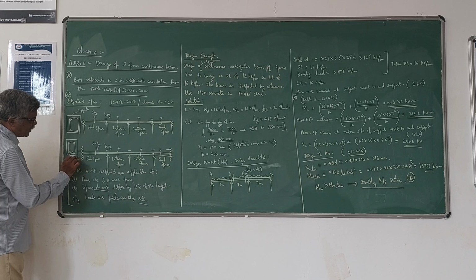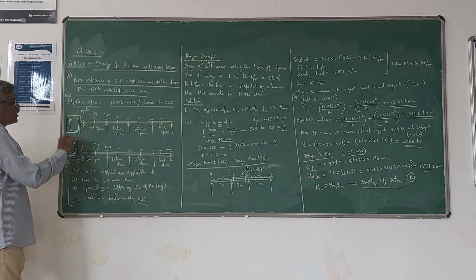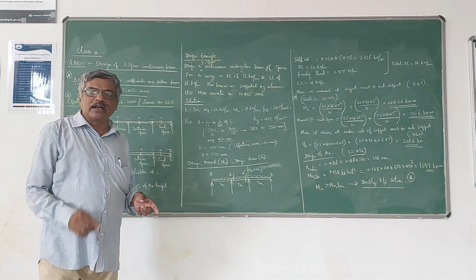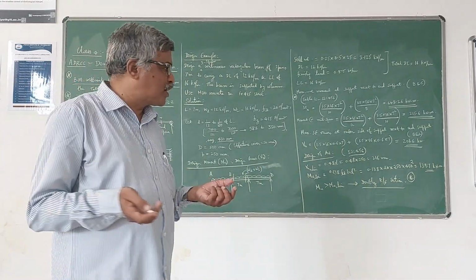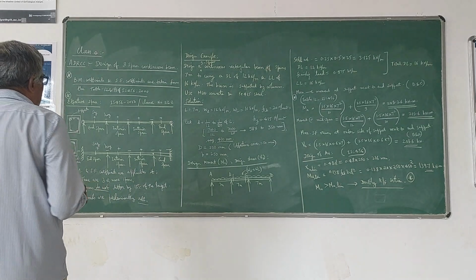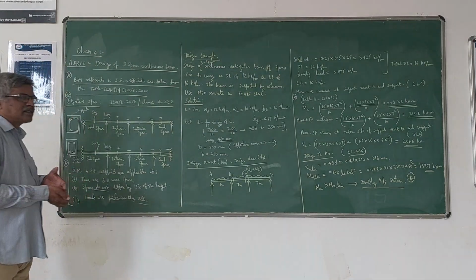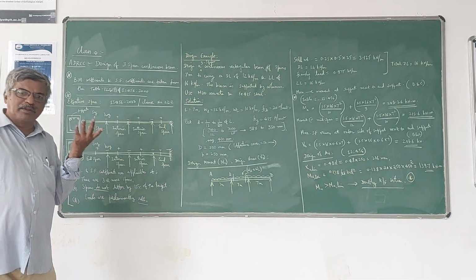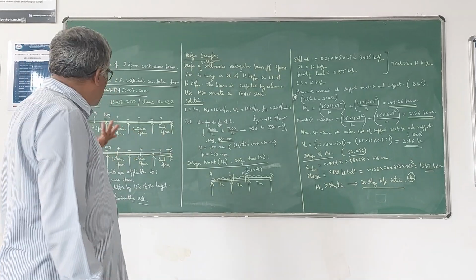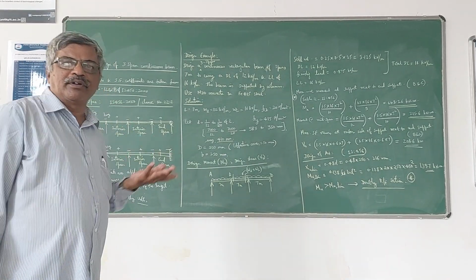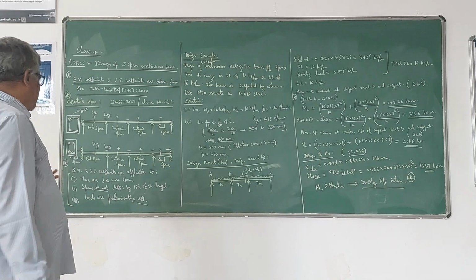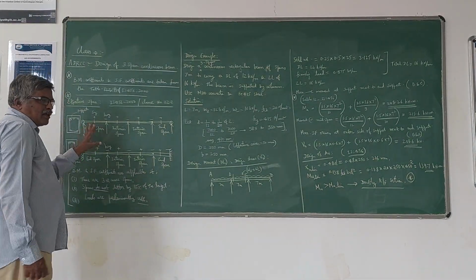At midspan, reinforcement is provided at the bottom because midspan moments are sagging bending moments, and at the supports reinforcements are provided at the top because they are hogging bending moments. So midspan moments are simply supported beam moments, whereas at the supports it is similar to your cantilever beam bending moments. Now this is the basic principle.